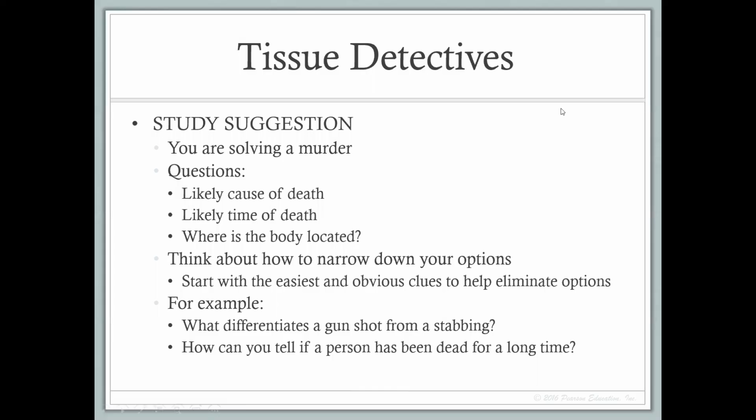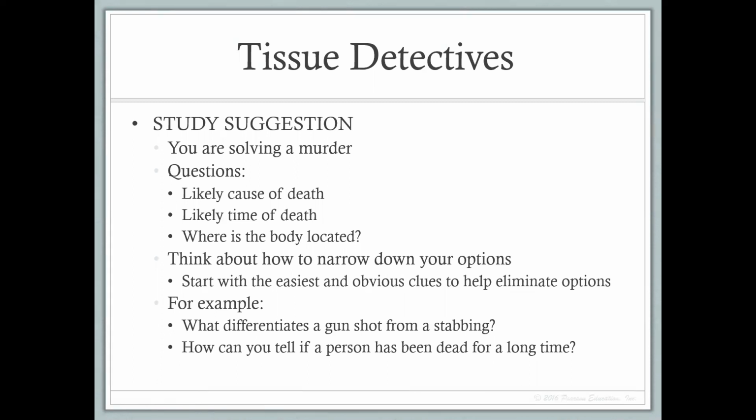So let's think about this. If you are solving a murder, whether you're a detective in New Orleans, San Francisco, Chicago, whatever, you're going to go through the same basic progressions to try to solve the crime. So what are those first questions going to be? All you know is that when you walk through the door, there's going to be a dead body. You have to figure out, what is the likely cause of death? What is the likely time of death? Where is the body located?